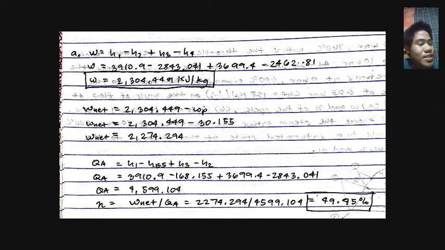Next, by substituting it, W equals 3910.9 minus 2843.041 plus 3699.4 minus 2462.81. And in calculating it, the answer is 2304.449 kilojoules per kilogram. Okay, next.